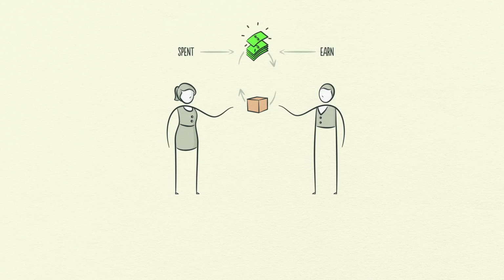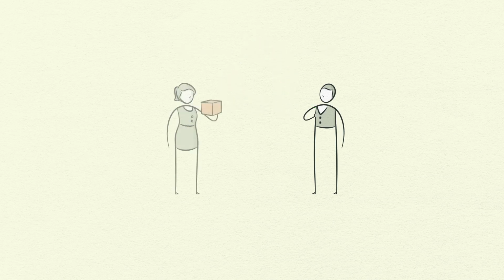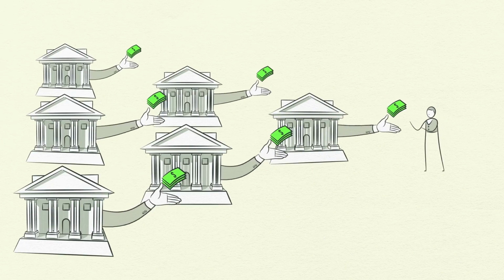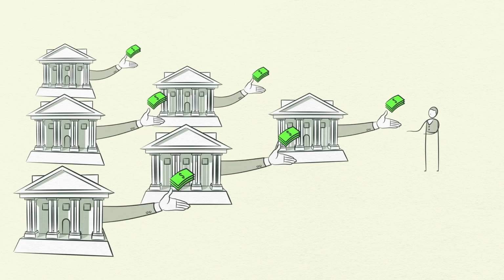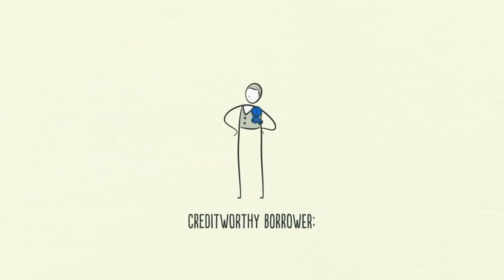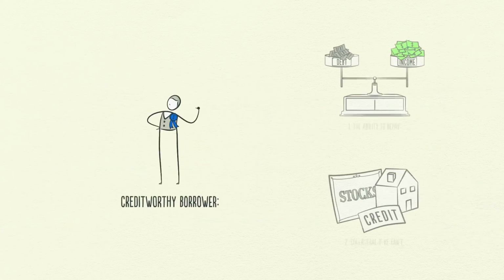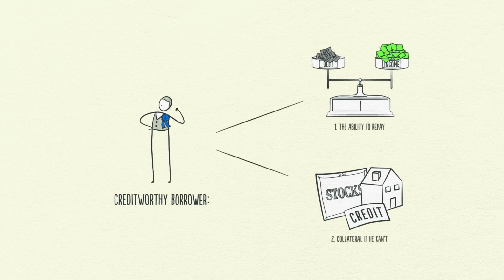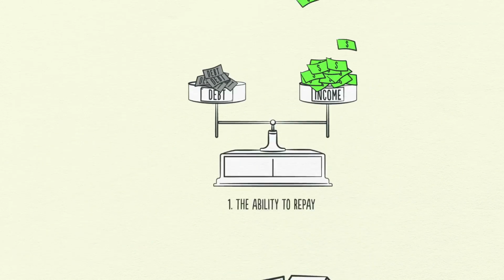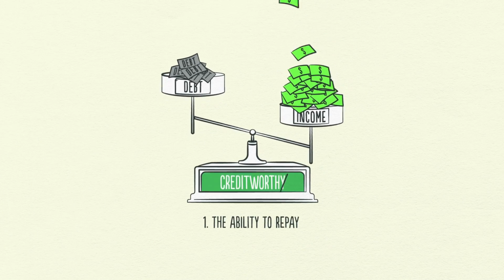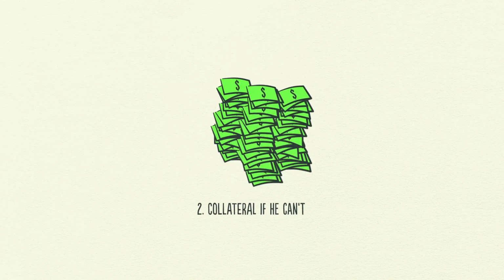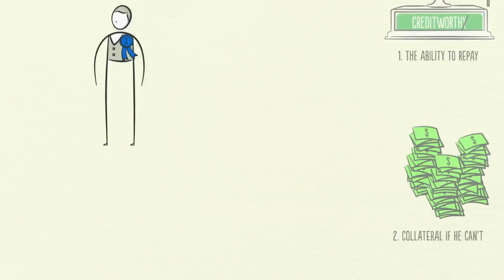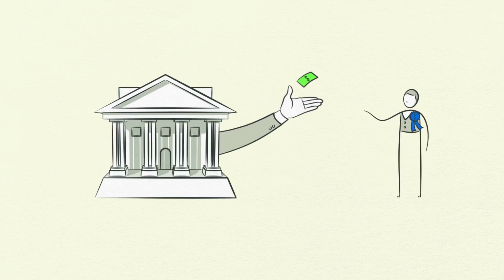So when you spend more, someone else earns more. When someone's income rises, it makes lenders more willing to lend him money because now he's more worthy of credit. A credit-worthy borrower has two things: the ability to repay and collateral. Having a lot of income in relation to his debt gives him the ability to repay. In the event that he can't repay, he has valuable assets to use as collateral that can be sold. This makes lenders feel comfortable lending him money.